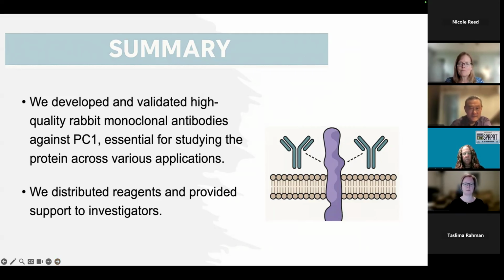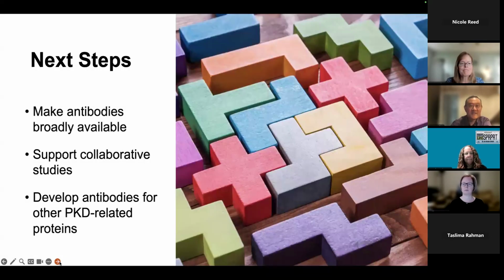And next step, what we're going to do? Since we have this antibody, we'll make the antibody broadly available. Now the company also asks for us. We're going to keep making those antibodies because this is monoclonal, we can make them again with the same quality. So we're going to make antibody broadly available. And number two, we're going to support collaborative studies since we know how to use it, and people now are asking more and more, and we're going to do collaborations.